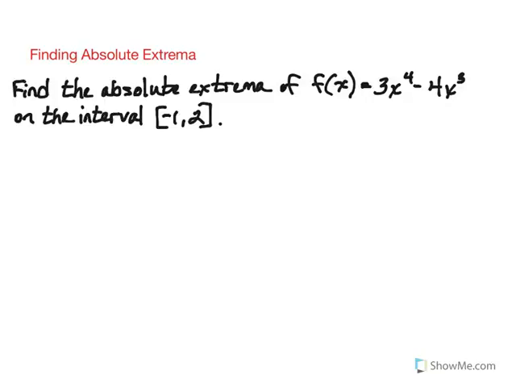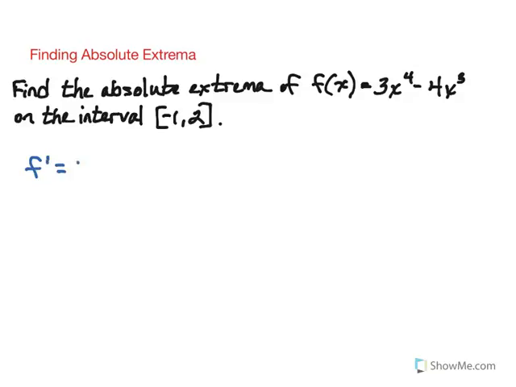Let's take a look at an example of how to locate absolute extrema of a function. Remember that absolute extrema are going to occur either at the critical numbers of the function or at the endpoints of the closed interval. Remember also that critical numbers of a function are found where the derivative equals 0 or the derivative does not exist.